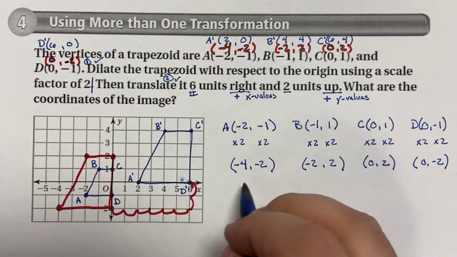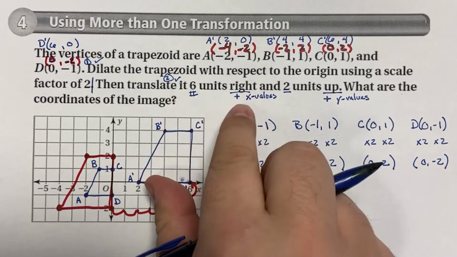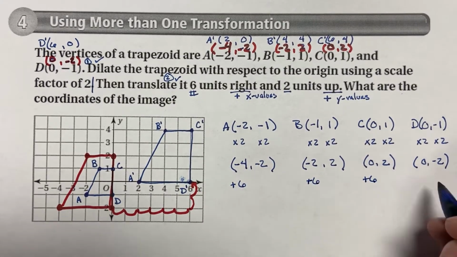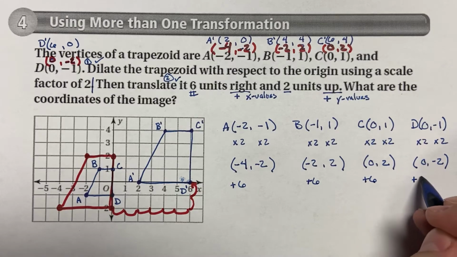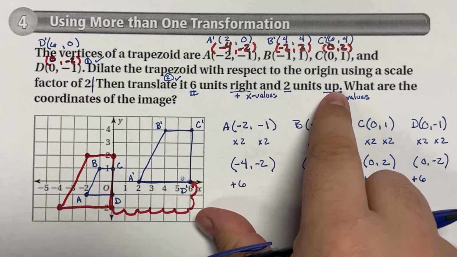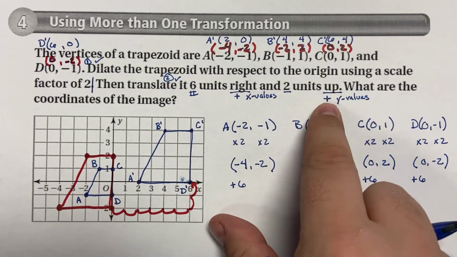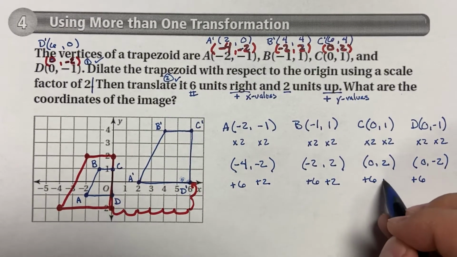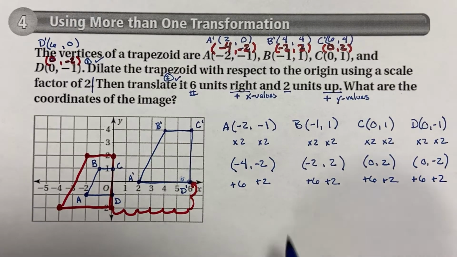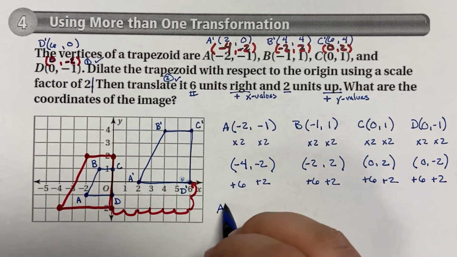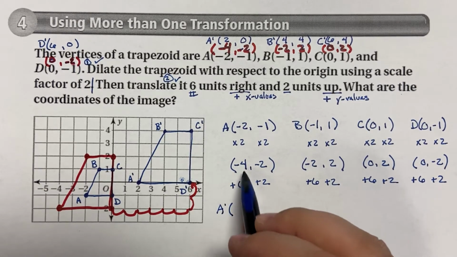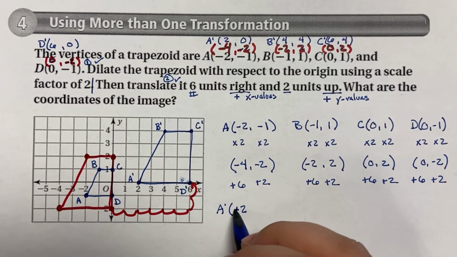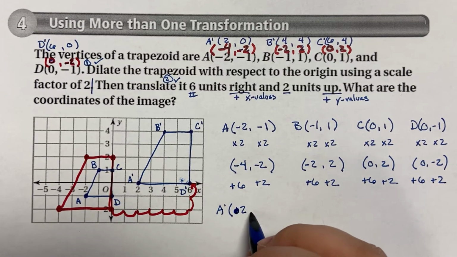Then I need to add 6, remember add 6 to all my X values, because that's what left and right movements are, X values only. And then I needed to add 2 because I had up 2, which is adding 2 to all my Y values. So when I do that, I end up with my image of A is -4 + 6, again, or sorry, it's a +2. Let me get rid of that. I got ahead of myself.